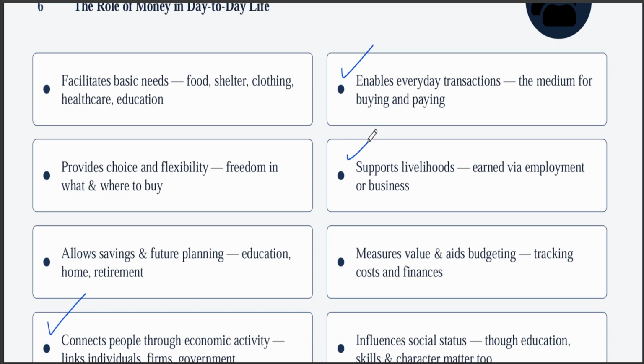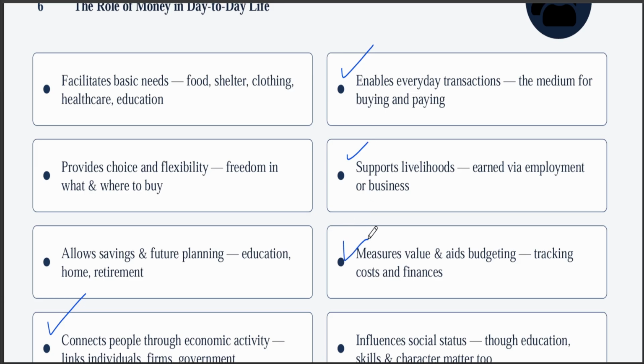Obviously mtu ambao labda hataja kula chakula, so what do you do? You pay him money or you buy something to provide for him. That is why NGOs are there, CBs are there to cater for the expenses of people who have very poor livelihoods. So it supports livelihoods and it's earned via employment or business. If you are employed, obviously the money that you get from your salary will support the livelihood that you have at your home. It also measures value and aids budgeting.